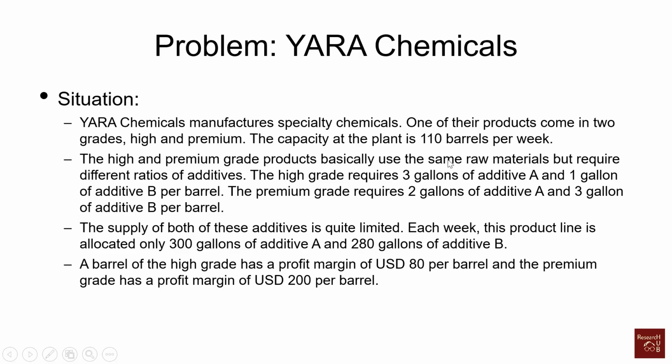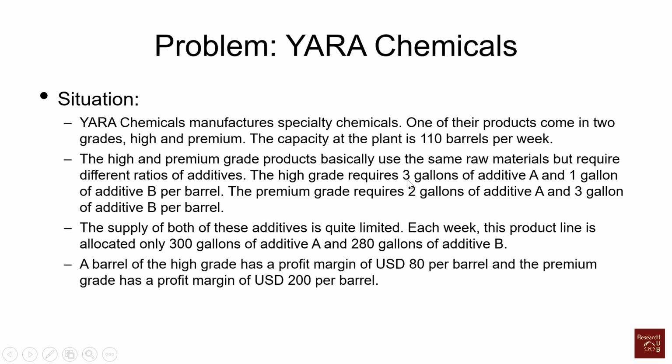So in this phase, we will solve the integer program. The previous one was a linear program, but now we'll solve the integer program. Here you see that we have exactly the same problem. We are producing two types of product, high-end and premium, and we have a total capacity of 110.